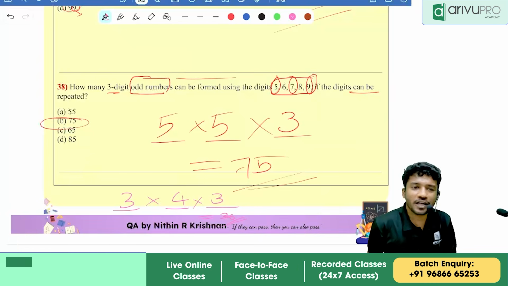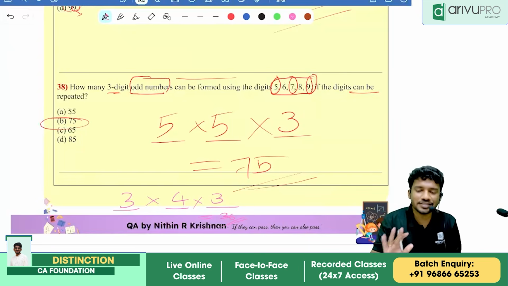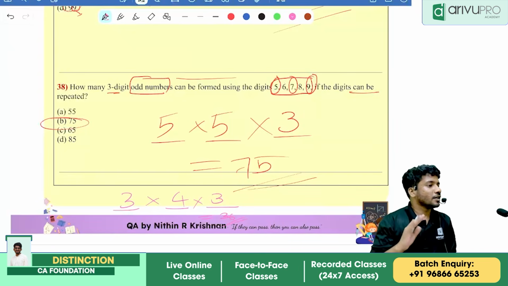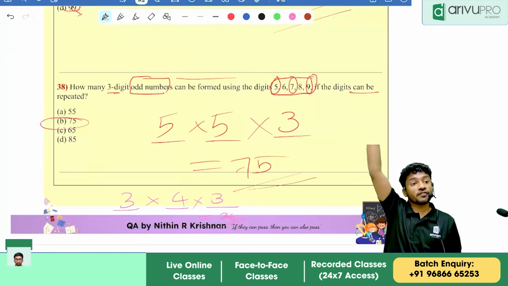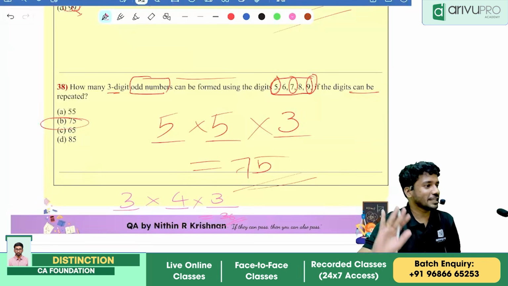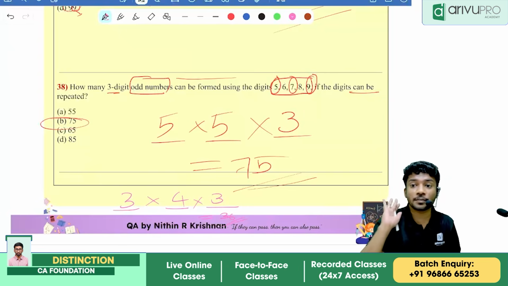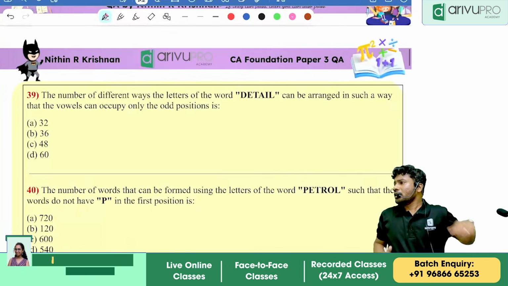I hope everyone understood the method for repetition and non-repetition. This is the easiest way to study this. There are multiple methods, different ways to find an arrangement. This is the easiest way from your examination point of view. Okay. Next question, people.